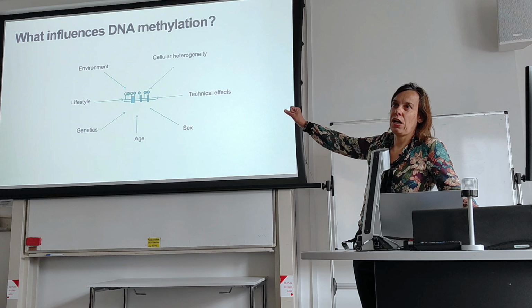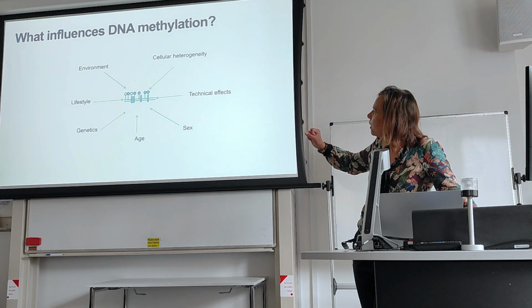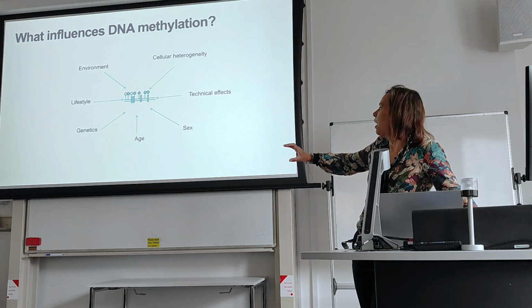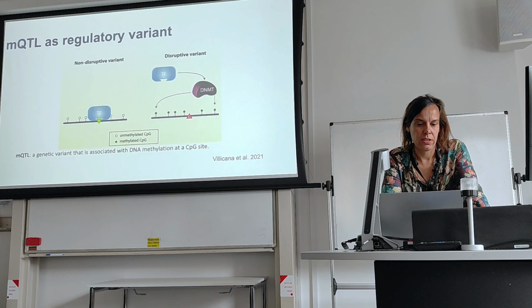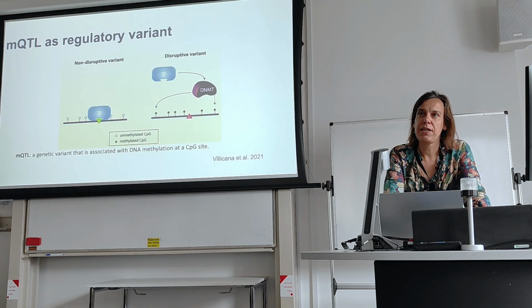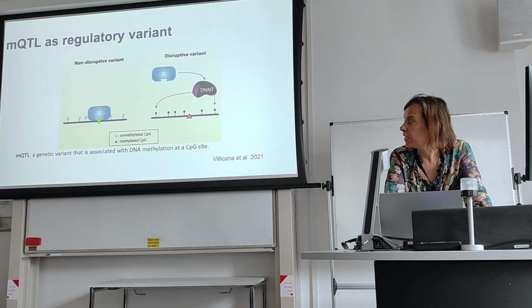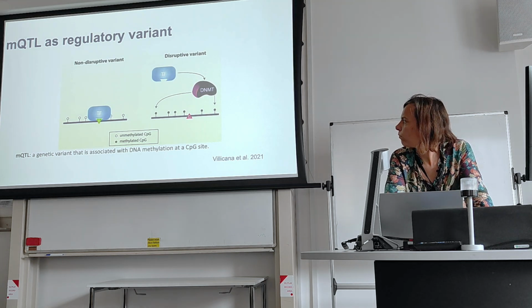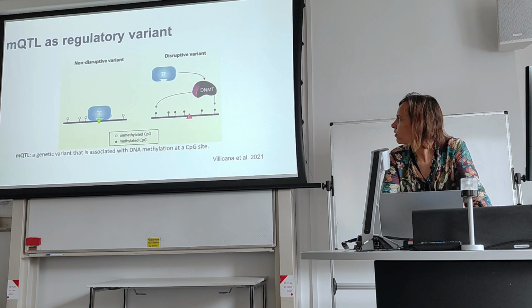So 20% of the variance in DNA methylation is explained by genetics, and also age. So basically, what I'm trying to do in my work is to combine those genetics with DNA methylation and try to identify genetic factors that associate with DNA methylation at the CpG site. And where is that important?